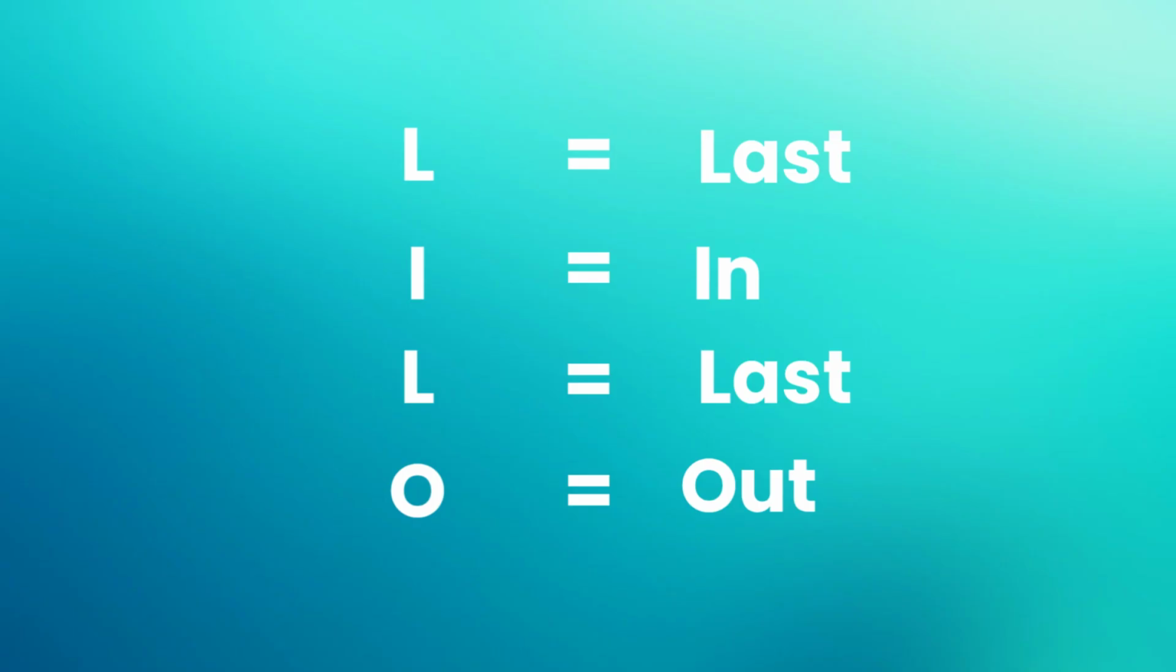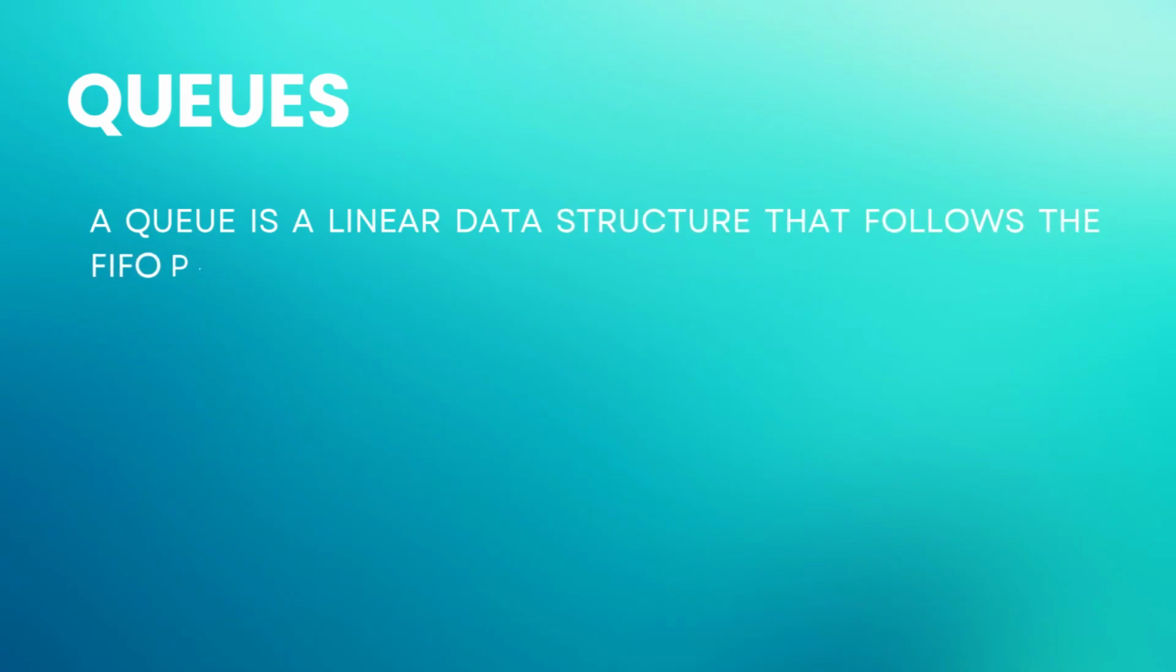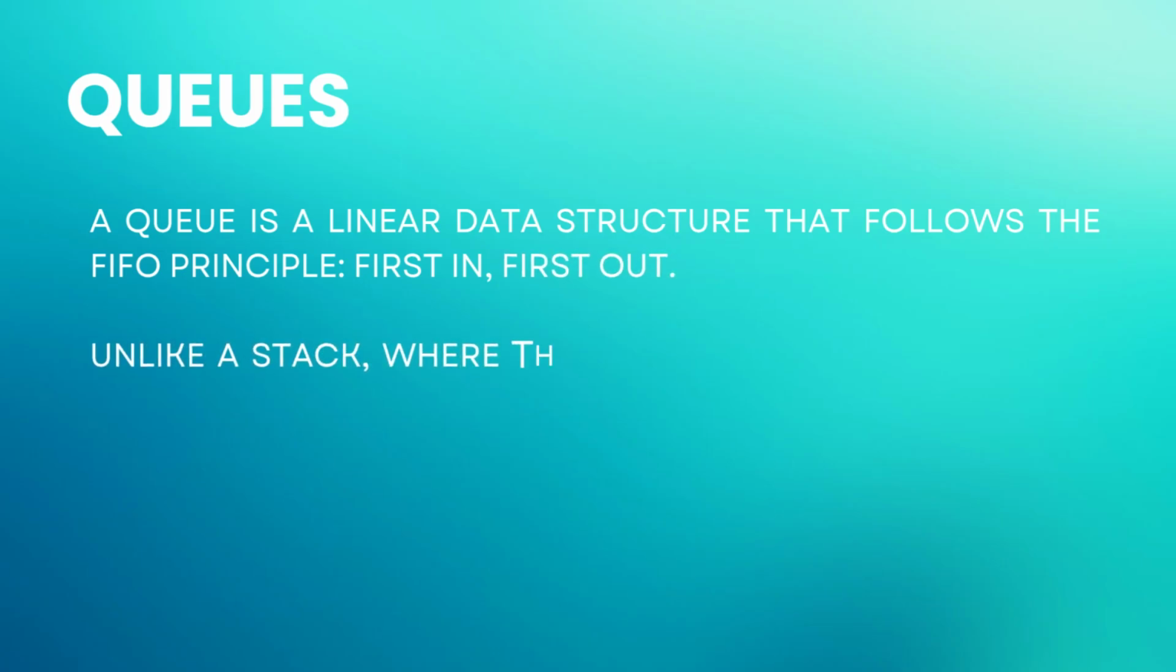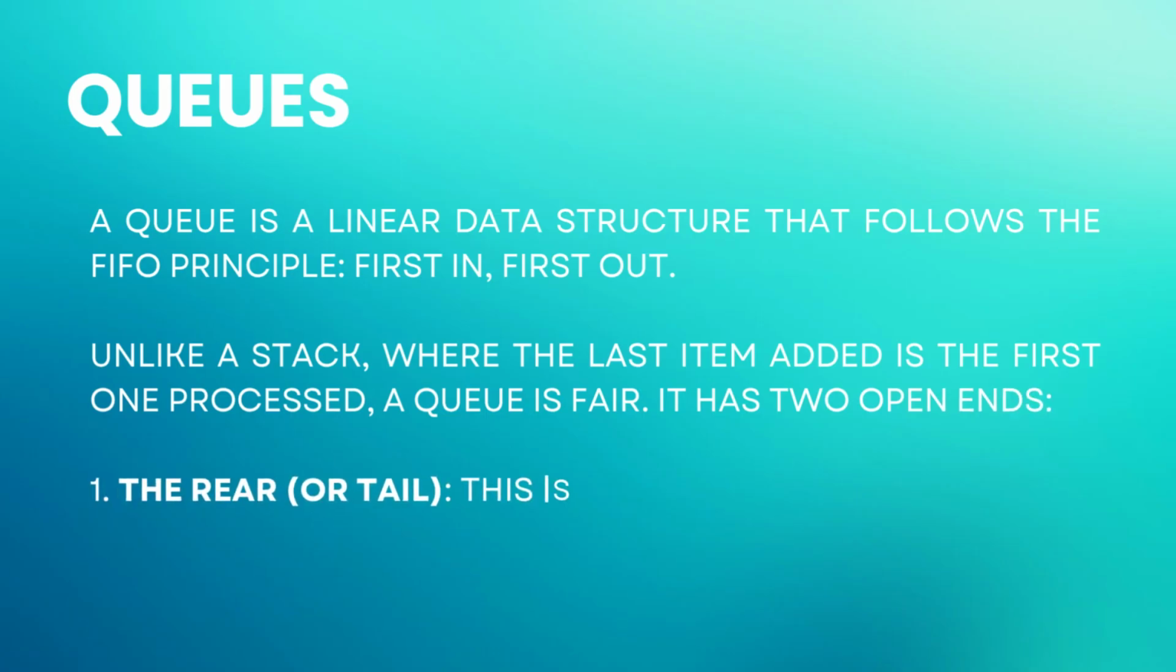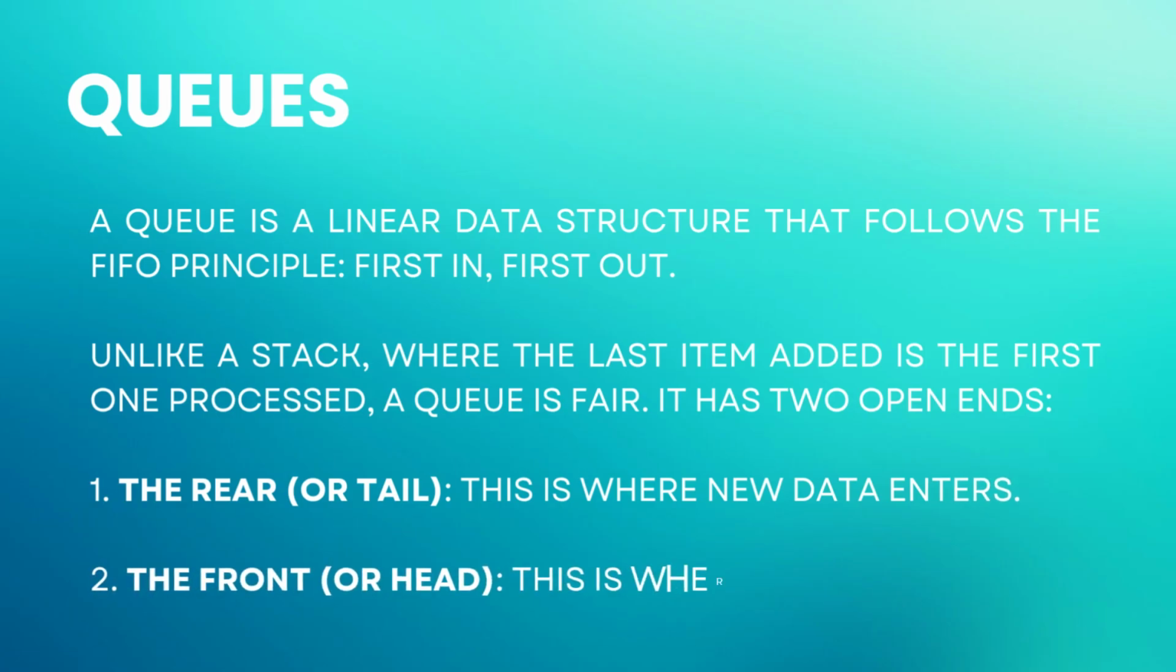To understand queue clearly, let us read one of the descriptions of a queue algorithm. A queue is a linear data structure that follows the FIFO principle, first in, first out. Unlike a stack algorithm, where the last item added is the first one processed, a queue is fair. It has two open ends, namely the rear or the tail, this is where the new data enters, and the front or the head, this is where the data leaves.